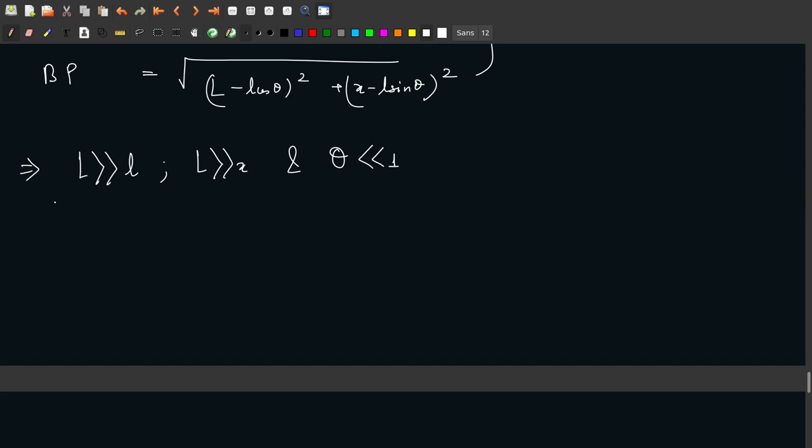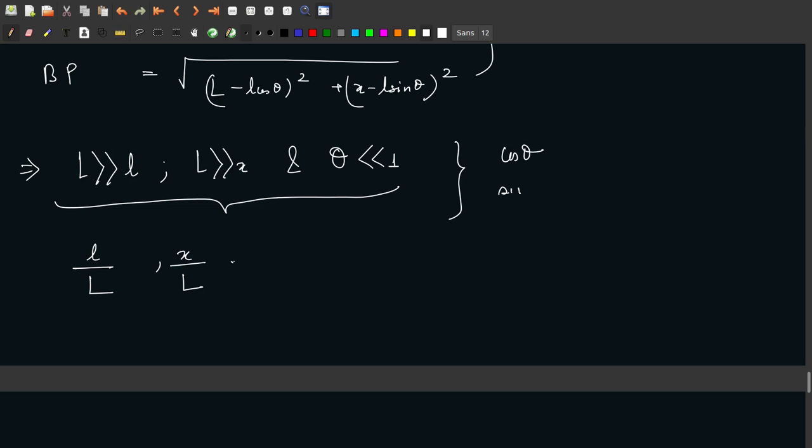So all you have to do, and this is just simple algebra to proceed, and I'm just going to skip this part as an exercise, because you just have to binomially expand everything in terms of small l by capital L, small x by capital L, and then you have to use the Taylor series or the Maclaurin expansion of cos theta and sin theta.